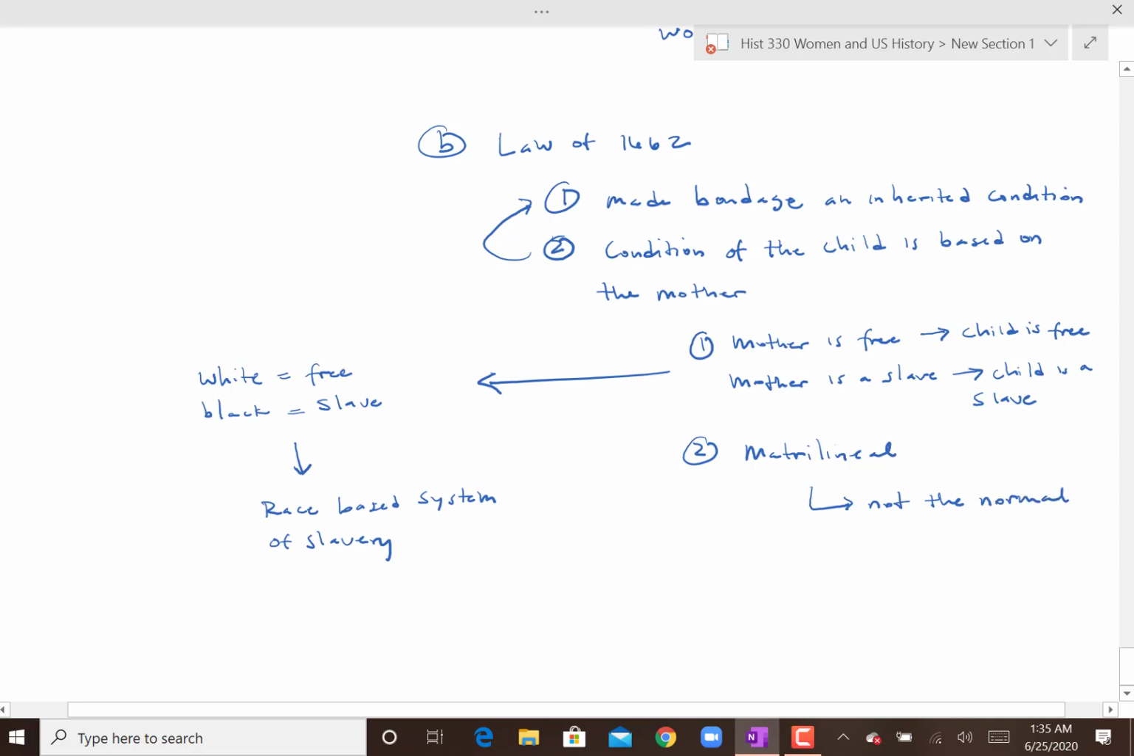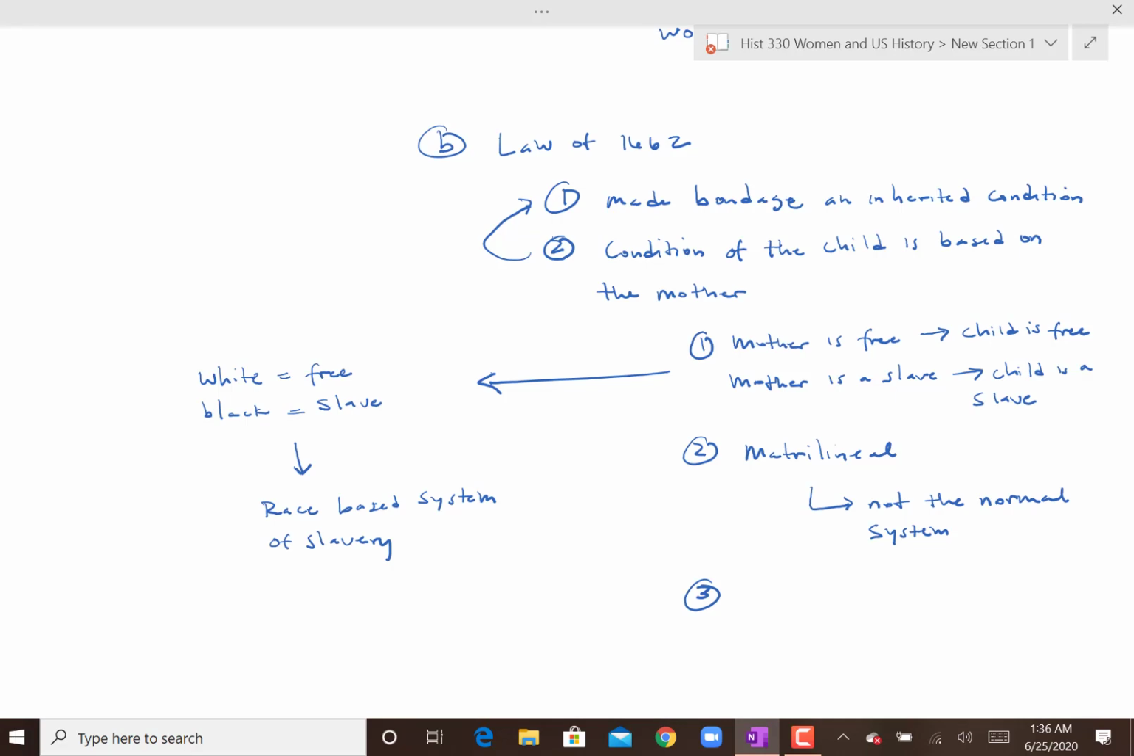And the reason that they do this is because you know who the mother is. If they follow the normal patrilineal lines, then there's no DNA testing. There's no way to be certain of who the father is, and this way there's no questioning who the mother is, and then it makes it a guarantee of knowing what the condition of the child is going to be.